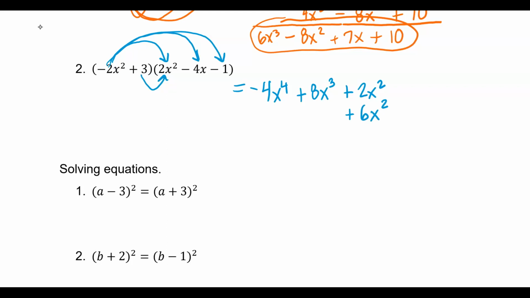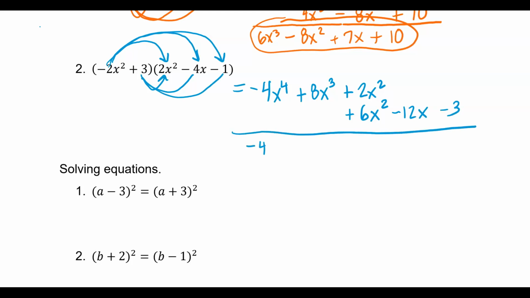2x squared would go under 2x squared. 6x squared will go under 2x squared. 3 times negative 4x is a negative 12x, so I'll put it over here. And 3 times negative 1 would be negative 3. So our final answer would be negative 4x to the 4th. We're going to also drop the 8x cubed. We're going to add these like terms. So that's 8x squared minus 12x minus 3.